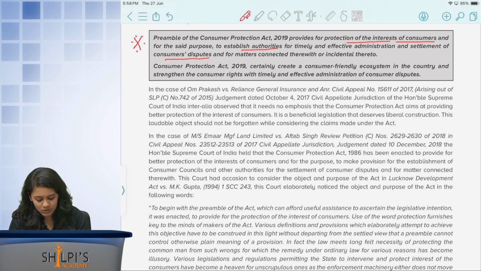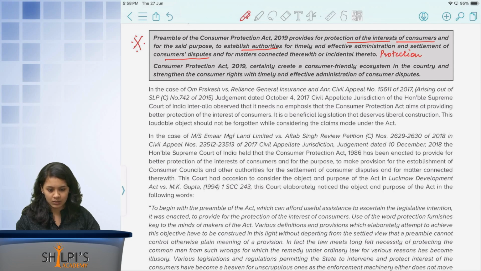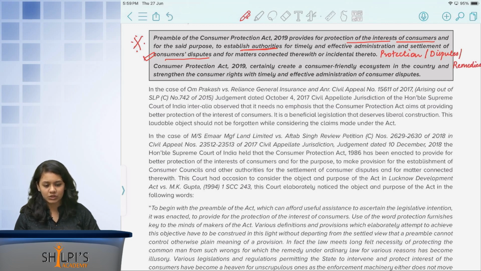So what is their main objective over here? First one is protection of consumers. That is their main purpose. And how do you protect? If you have to protect consumers, you need to have some kind of authority in place. Then those authorities must have an established mechanism that, okay, if a consumer is being cheated, then he can approach said authorities and he can file a complaint. So therefore they are saying that we'll establish authorities for dealing with consumer disputes. So not just disputes, to also provide remedies. Okay, so this is your main objective and preamble of your Consumer Protection Act of 2019.